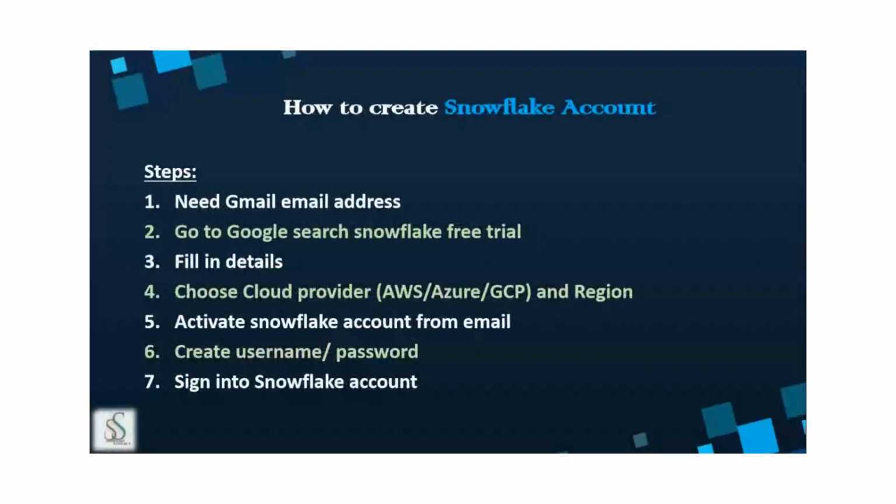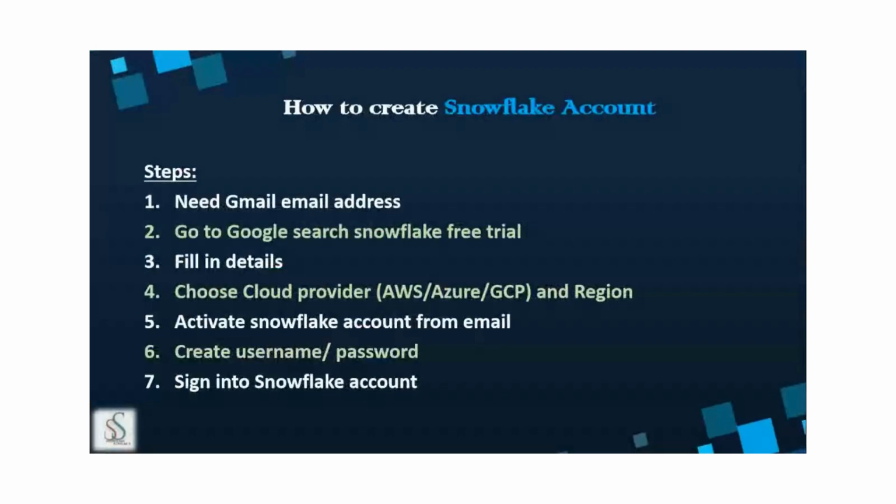The first step is that you need to have a working Gmail address, and second, you need to Google search Snowflake free trial, go to the Snowflake sign up link, and fill in all the details that are asked, and choose your cloud service provider on which your Snowflake account is to be deployed, and select the region in which you prefer to store your data and use your computing machines. There will be different regions.